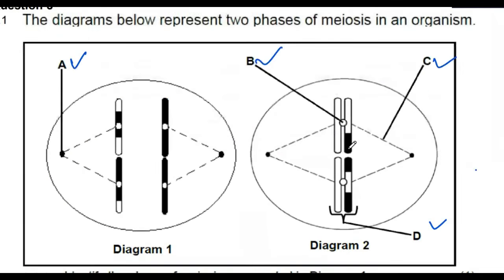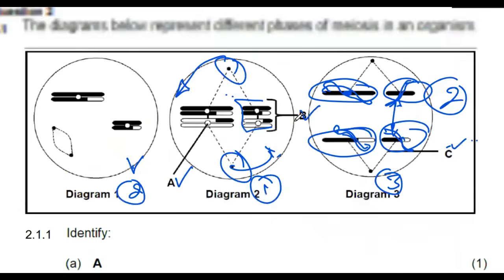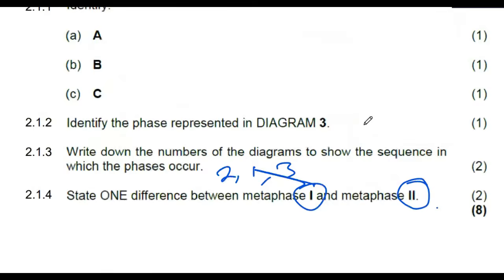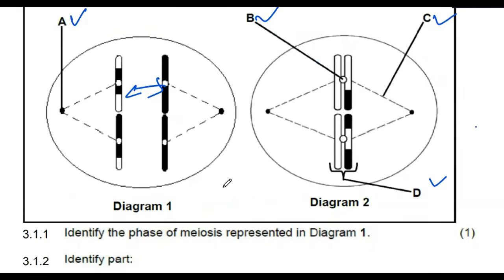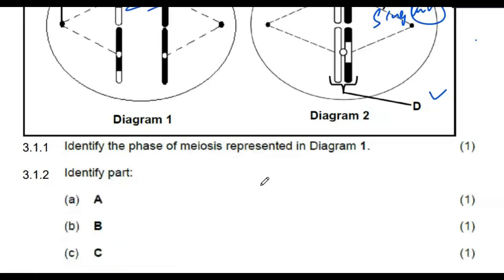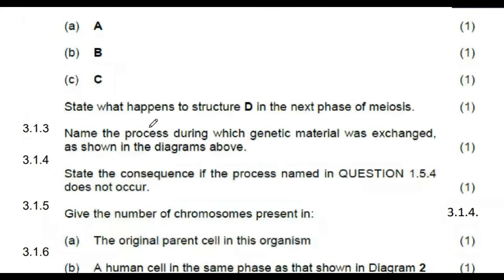Identify the phase of meiosis in diagram 1. In diagram 1, the chromatids are separating, it's exactly the same thing as this one. So it's going to be anaphase 2. And then this one is going to be metaphase 2 because the chromosomes are aligned along the equator singly. Yes, they align along the equator singly. Then they're saying identify the phase. You are done with that.